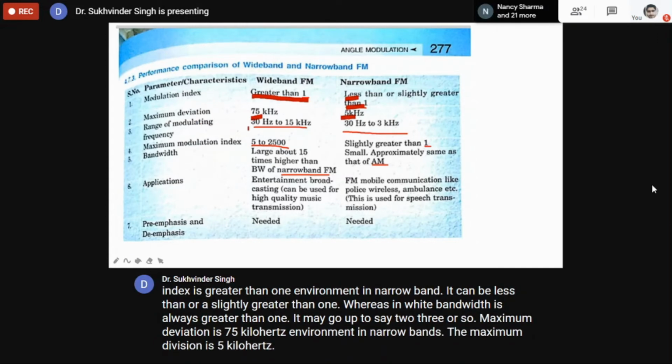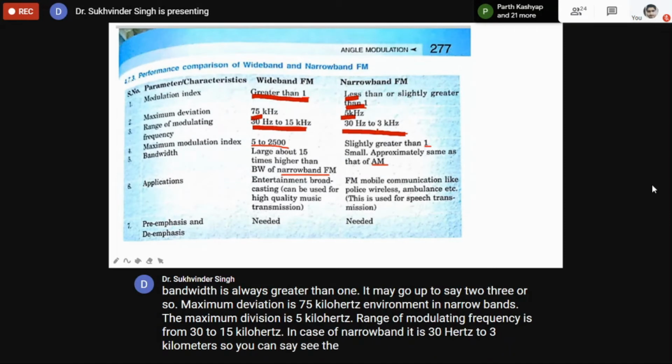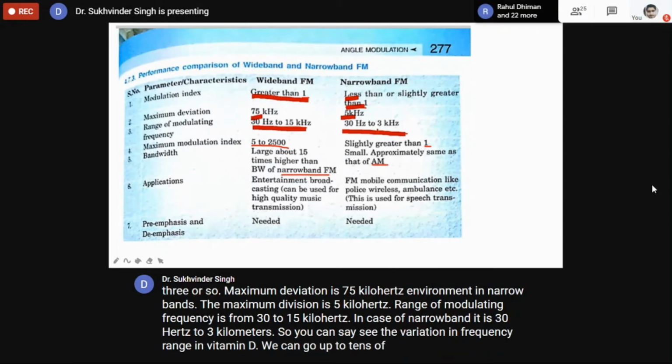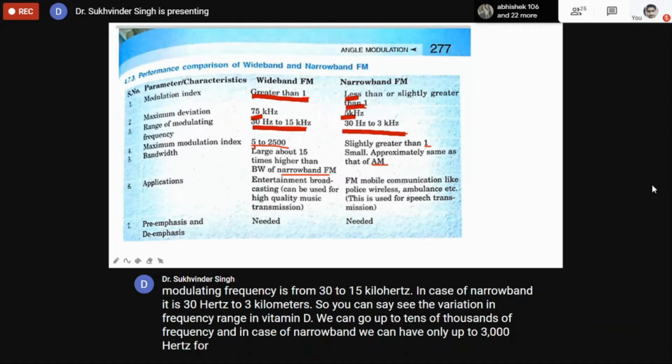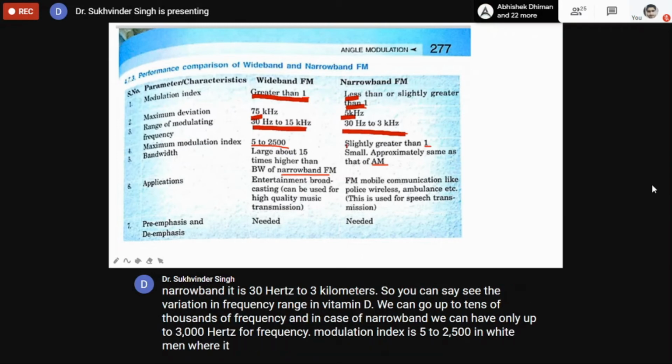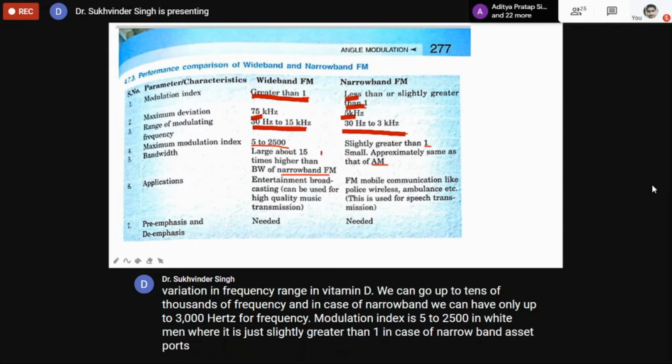Range of modulating frequency is from 30 hertz to 15 kilohertz. In case of narrowband, it is 30 hertz to 3 kilohertz. So you can see the variation in frequency range. In wideband FM, we can go up to tens of thousands of hertz, and in case of narrowband, we can have only up to 3000 hertz. Modulation index is 5 to 2500 in wideband, where it is just slightly greater than 1 in case of narrowband FM or slightly less than that.